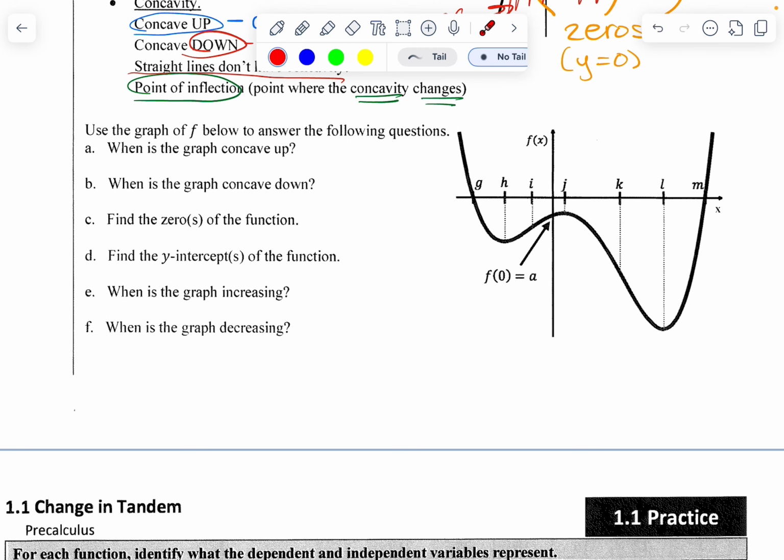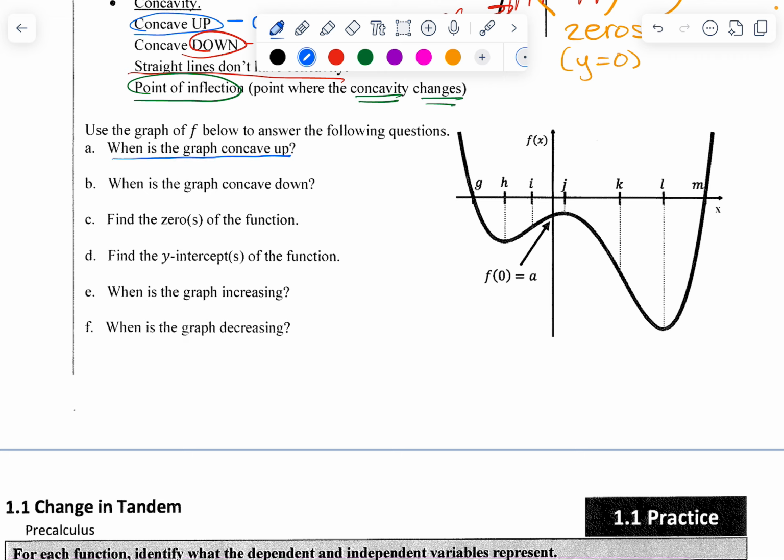So now let's analyze this next one. Okay, so on our independent axis, we see these values of G, H, I, J, K, L, M. Those are just specific, unspecific values on the x-axis. They could correlate to real numbers, but they're letters instead. Okay, so let's look at this. Use the graph of F to answer the questions below. So when is the graph concave up?